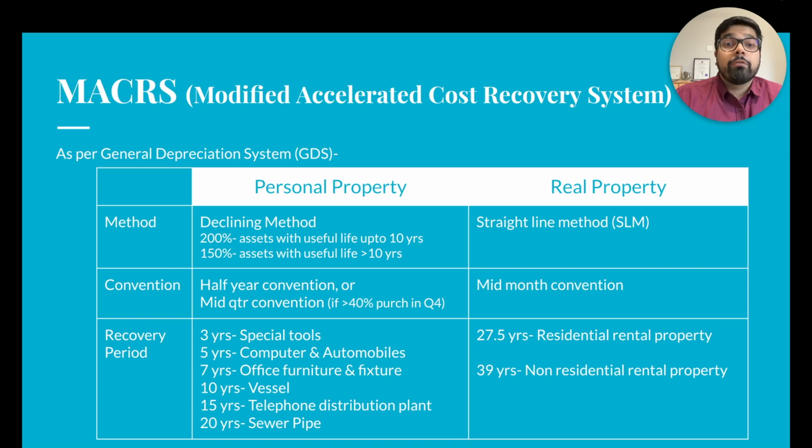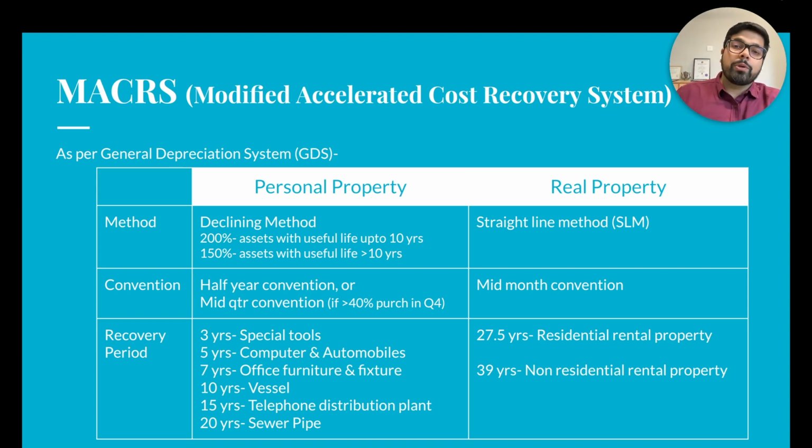The recovery period for residential rental property: if the SSC acquired property for the purpose of rentals, the useful life will be 27.5 years. In case of non-residential rental property, maybe the company we are talking about acquired office space to rent out, like WeWork. These will have 39 years of useful life, and they will claim depreciation using the mid-month convention via the straight-line method.